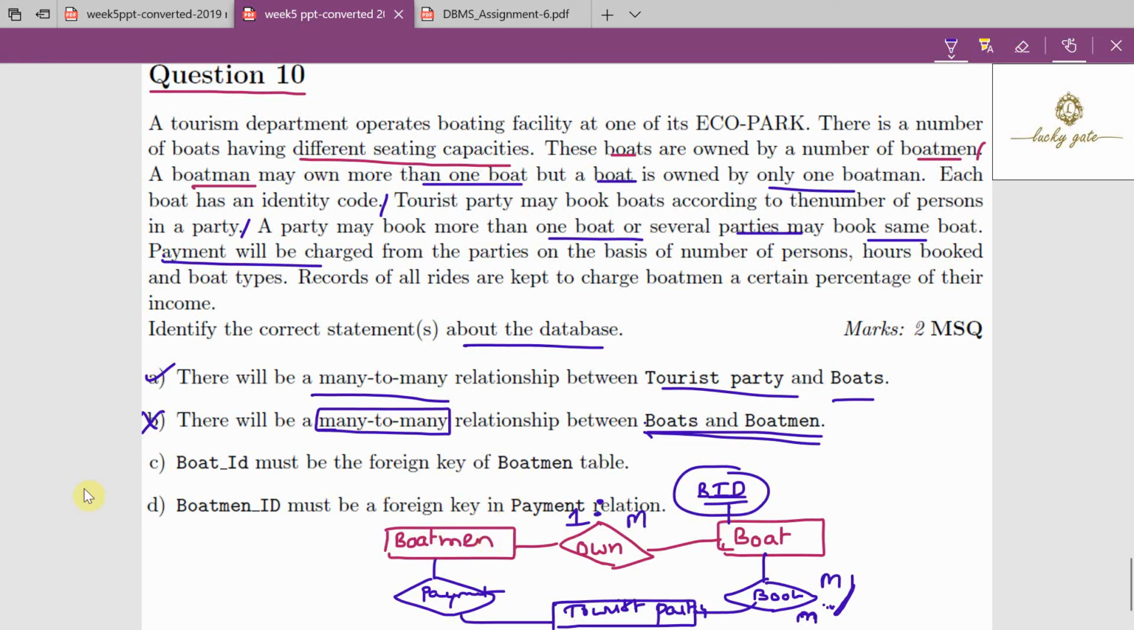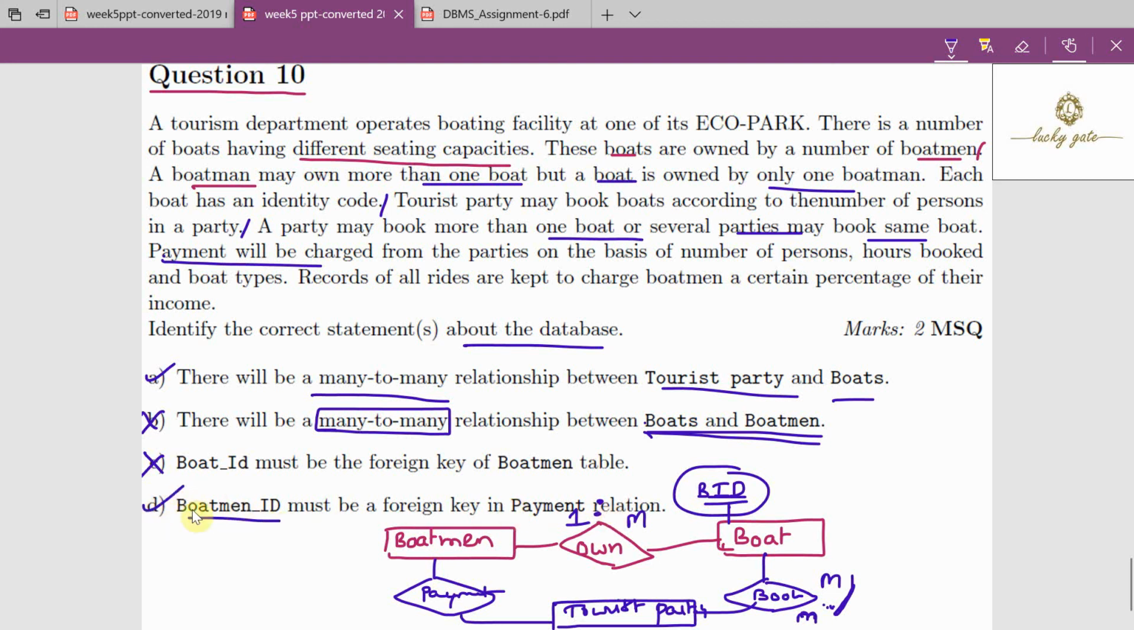No, it is incorrect, because after conversion of this ER model into the relational model we have to have three tables: boatman, owns, and boat. Owns is a relationship between boatman and boat. So the relationship owns will have the primary key attributes of boat and boatman as foreign keys. That's why boat ID cannot be used in boatman as a foreign key attribute. This is incorrect. Option D: the boatman ID must be a foreign key in the payment relation.